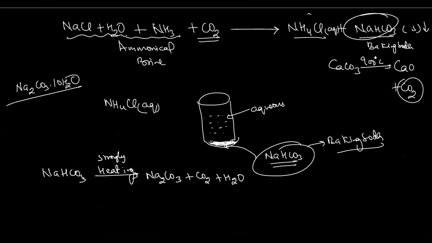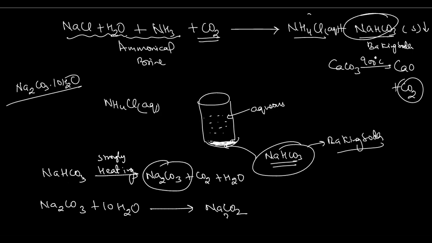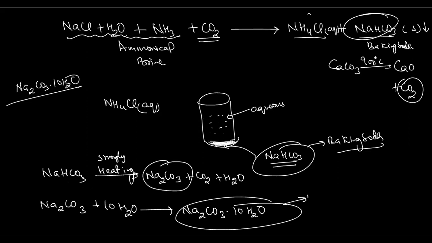Next, Na2CO3 is the anhydrous form. It does not contain the water of crystallization. So what we do here, we add the 10 water molecules to sodium carbonate Na2CO3, and then it will give you sodium carbonate Na2CO3·10H2O, and this is called the washing soda. Got it, beta?